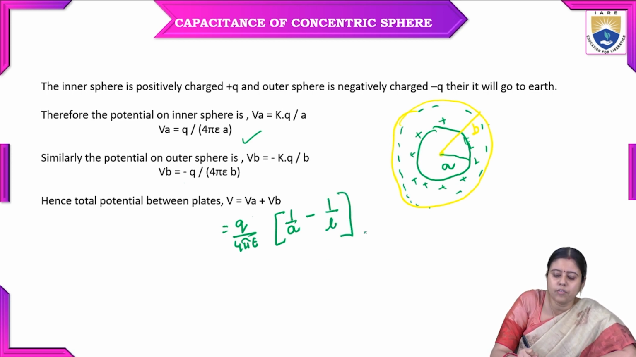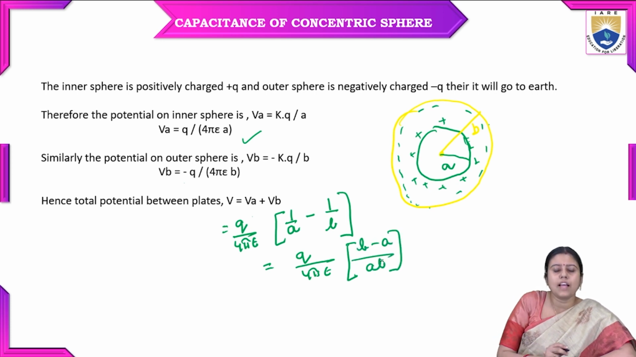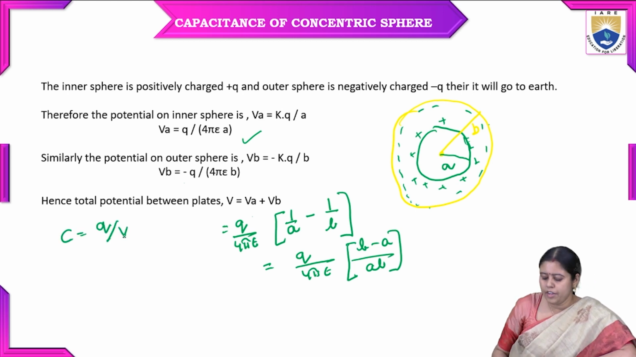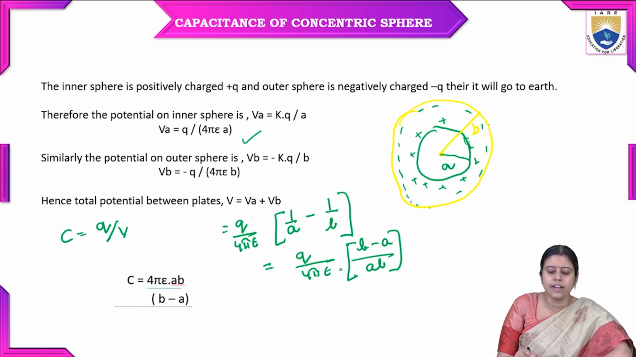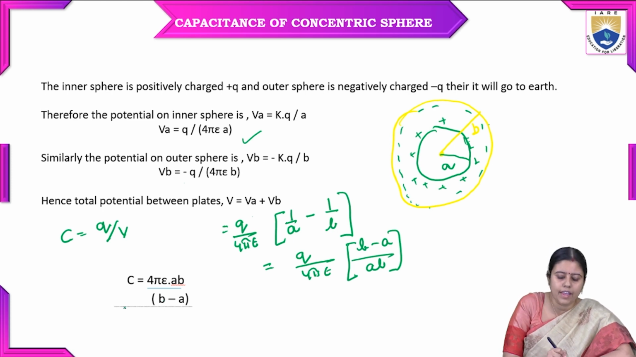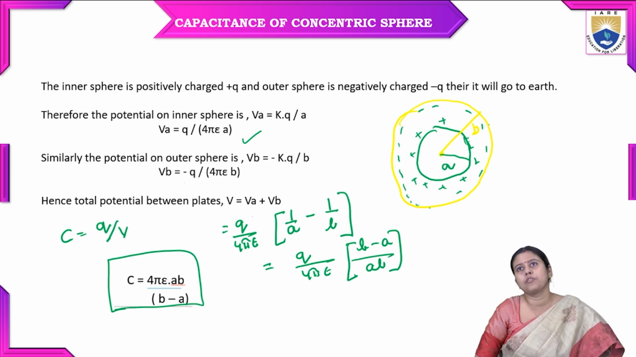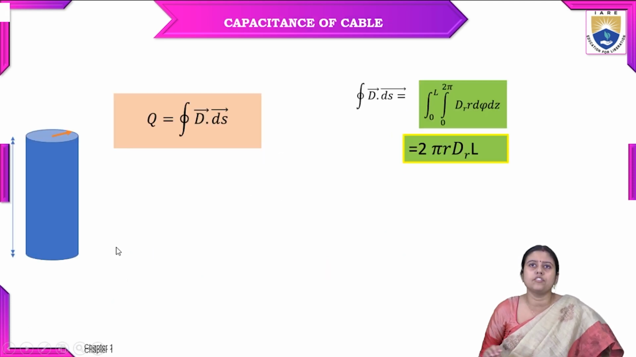So what is the value? Again we can write q by 4 pi epsilon into (B minus A) by AB. So what is capacitance? Capacitance is again C equals q by V, and if we put the value, we will get C equal to 4 pi epsilon AB by B minus A. So this is the capacitance of a concentric sphere. Concentric sphere means the spheres have the same center. Now we will discuss the capacitance of a cable.